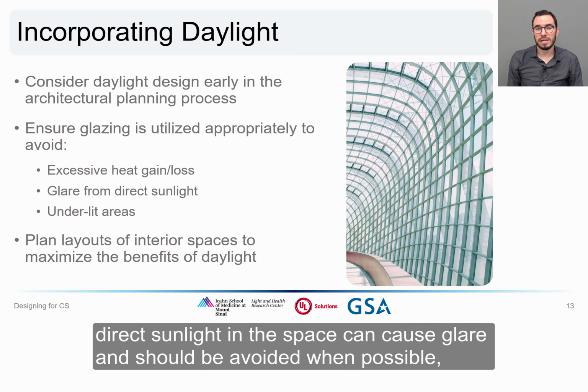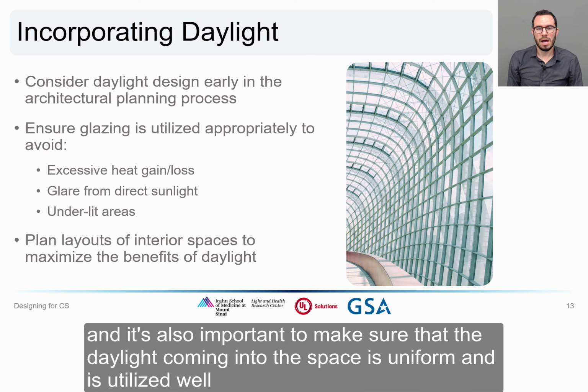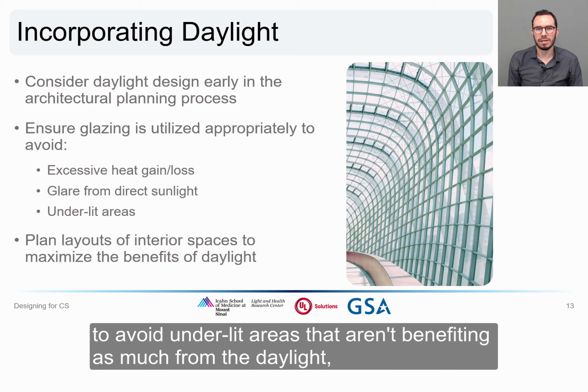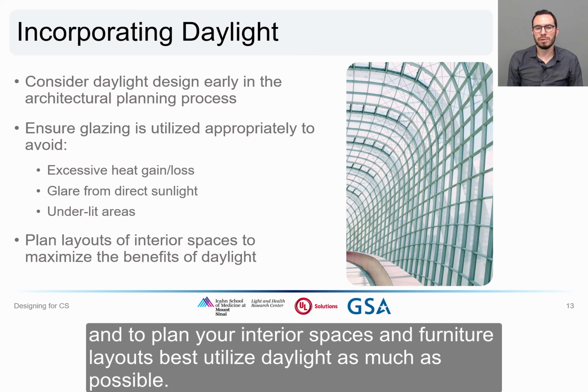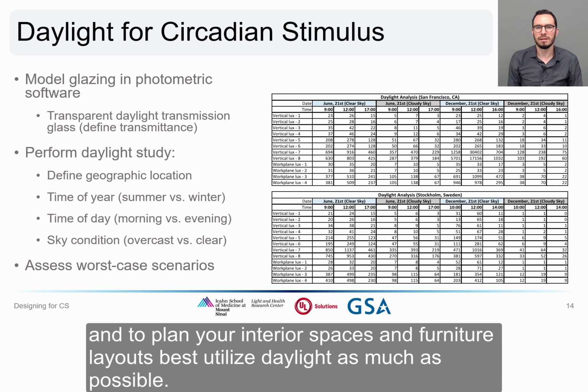Direct sunlight in the space can cause glare and should be avoided when possible. And it's also important to make sure that the daylight coming into the space is uniform and is utilized well to avoid underlit areas that aren't benefiting as much from the daylight, and to plan your interior spaces and furniture layouts to best utilize daylight as much as possible.